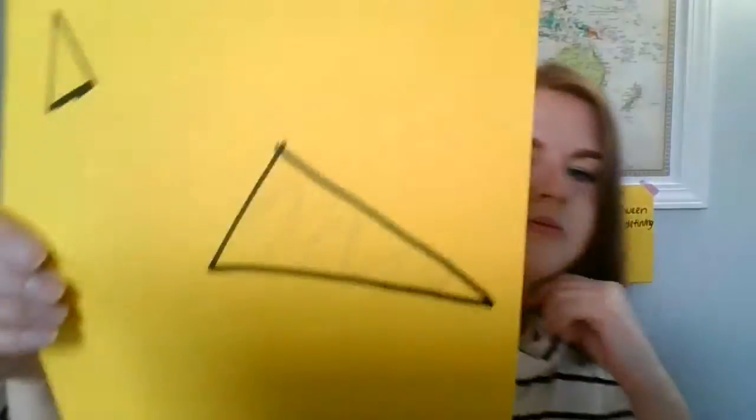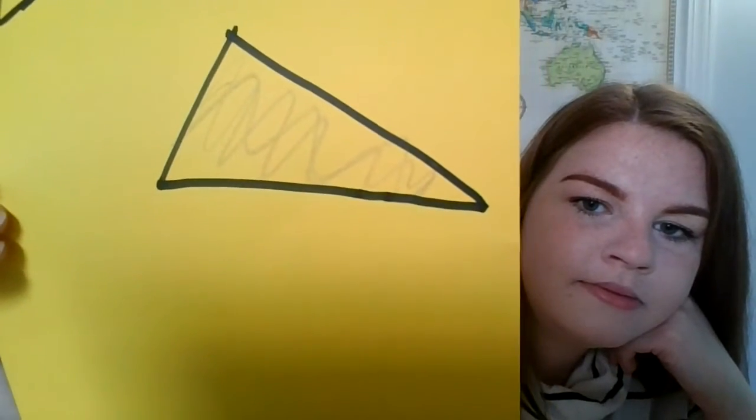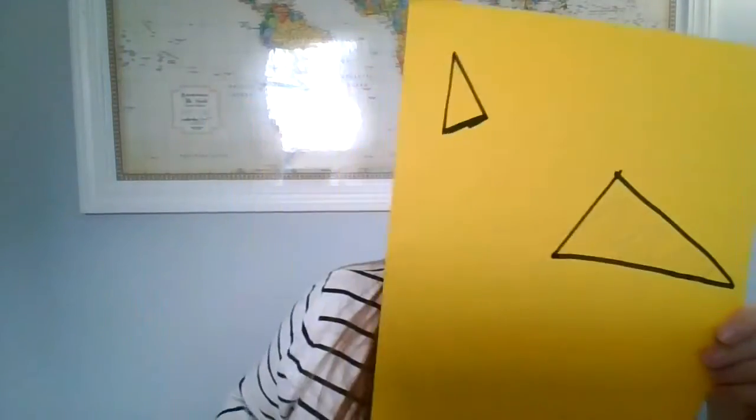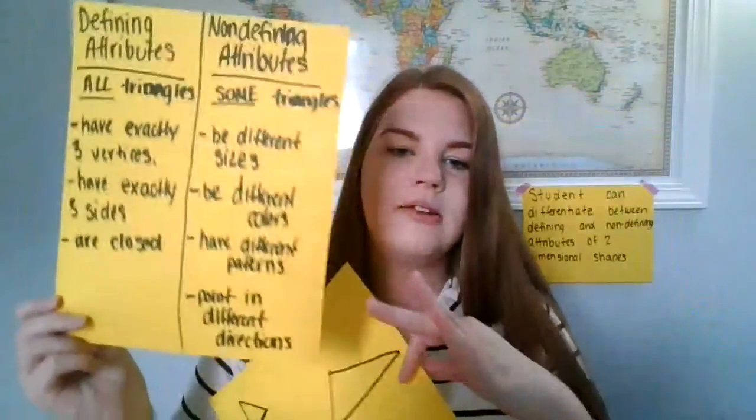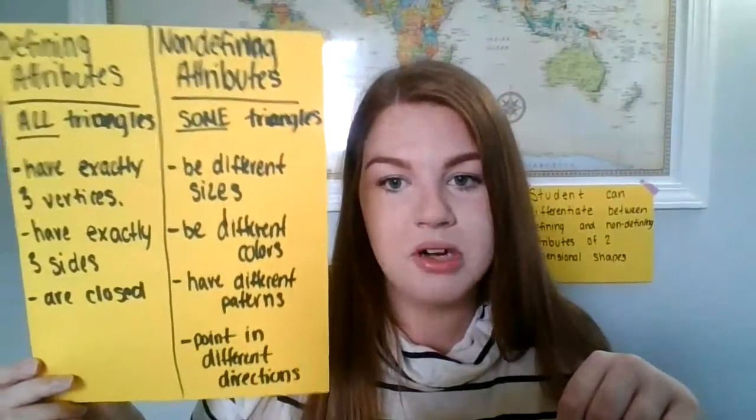All right, tell me if this is a triangle. How about this one? Yep, it sure is, because it has 3 sides, it has 3 vertices, and it is a closed shape. Does it matter I scribbled it gray? Nope, that's a non-defining. That means it doesn't matter if it has it or not. All right, let's do one more triangle. Tell me, yes, this is a triangle, or no, it isn't.